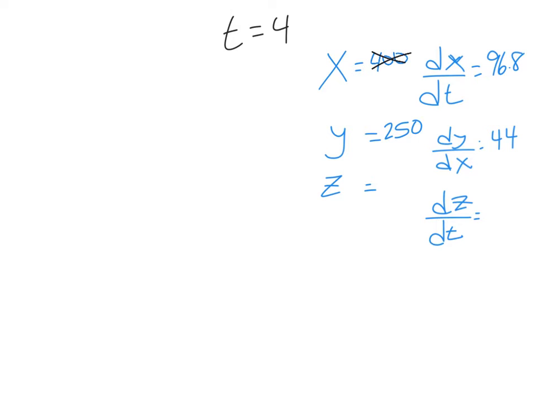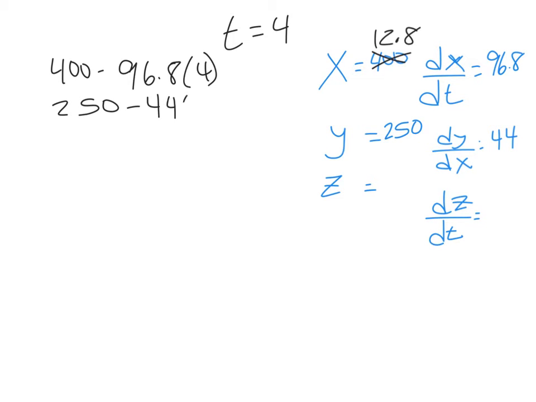So if we do 96.8 times 4, and then we have to take that away from the 400. So 96.8 times 4, subtract that from 400, and we get 12.8. So x is now 12.8. And then 250, same idea. 250 minus 44 times 4 gives 74.